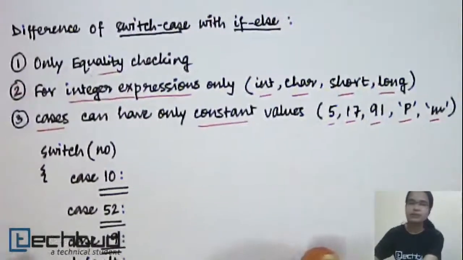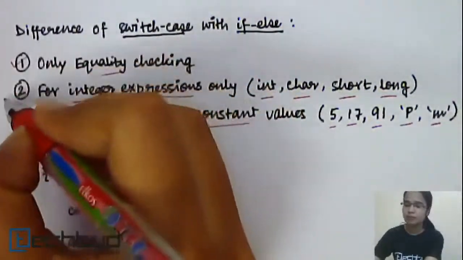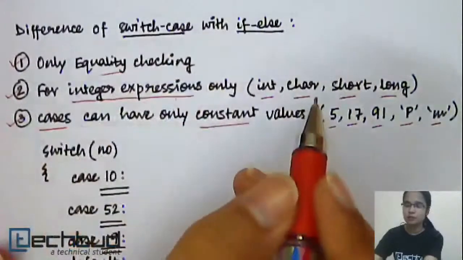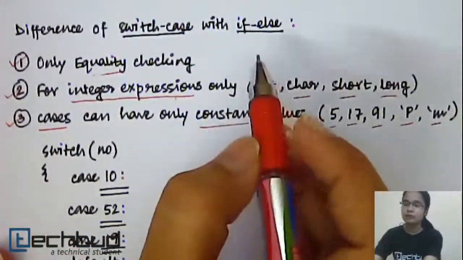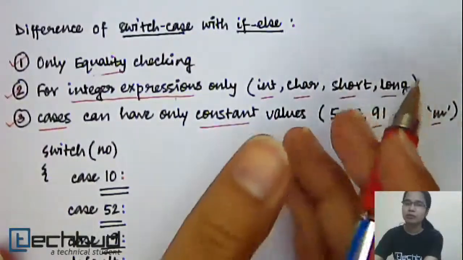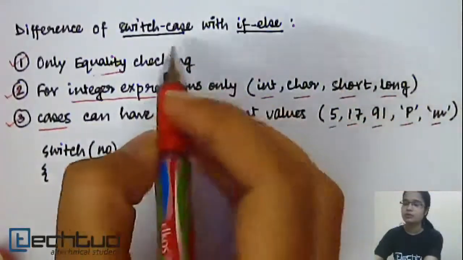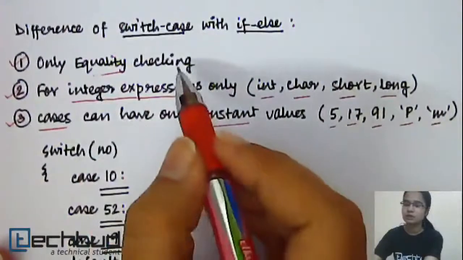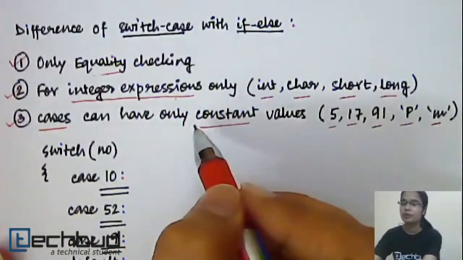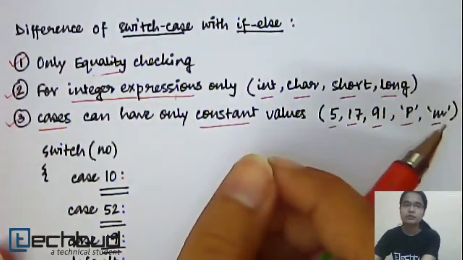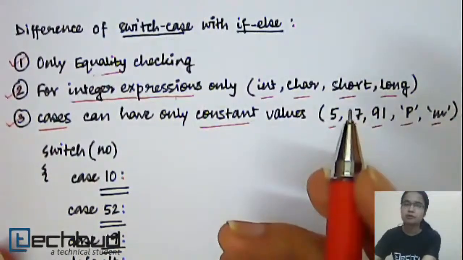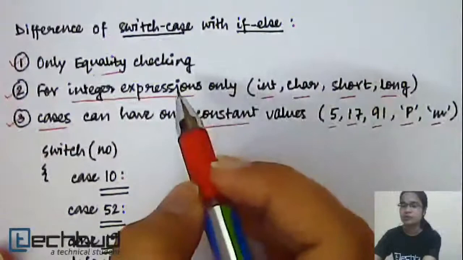Okay, so these three are the points which make switch case different from if-else and lower its scope, because if-else can be used in quite wide situations, but switch case can only be used in this particular situation. Okay, so the next point which comes to mind: why do we need switch case, when we already have if-else?